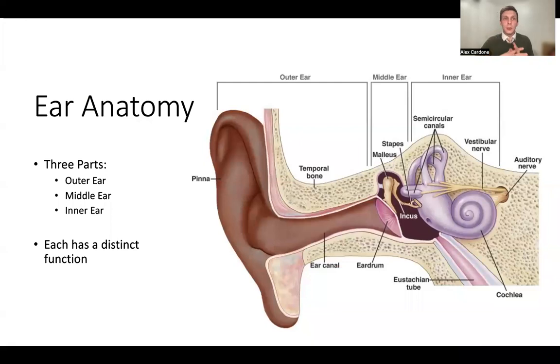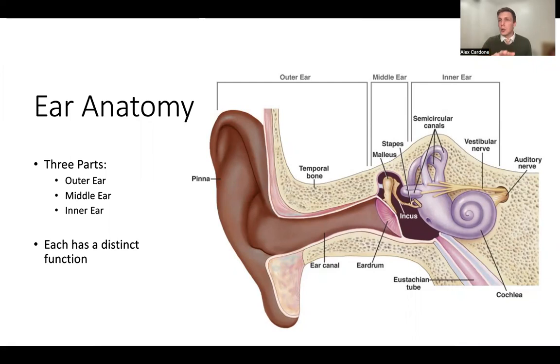So now let's dive a little into the anatomy of the ear. Ultimately, the ear is split up into 3 different parts: the outer ear, the middle ear, and the inner ear. It's important to understand that each of these 3 parts has a different function and a different reason for being there. This picture to the right is just an illustration of these 3 different parts.